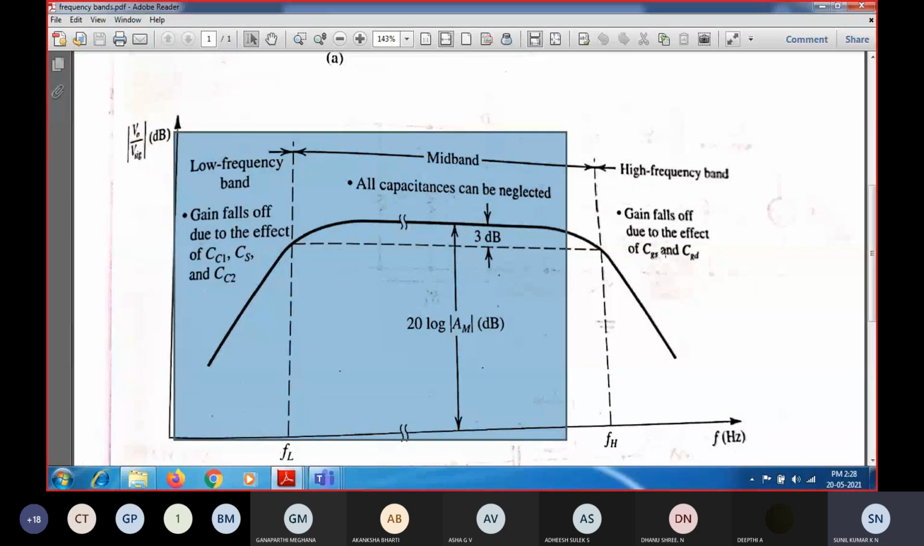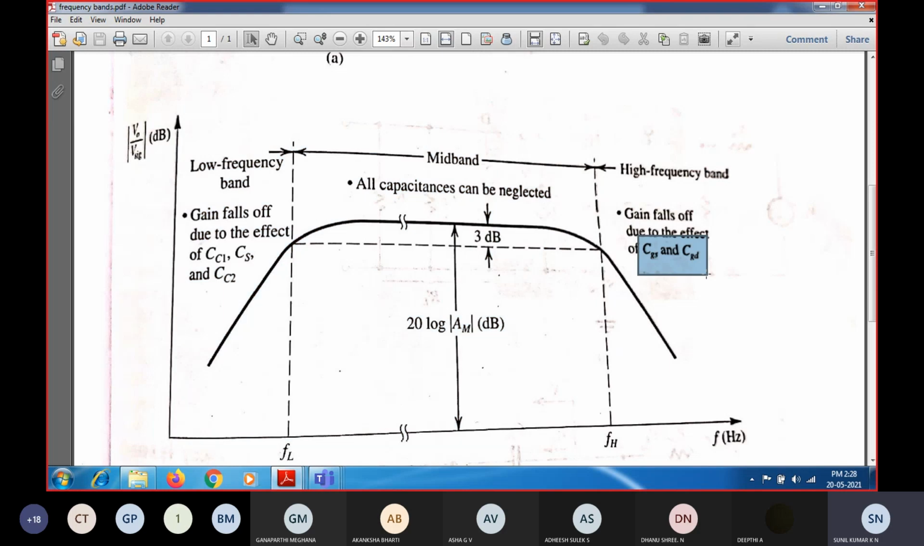That means it will act like a short circuit. That means it will become a finite value when you increase the input signal frequency, that is, for a higher frequency of operation. So these internal gate capacitances CGS as well as CGD, which were infinite, acting like an open circuit in the lower frequency range of operation.